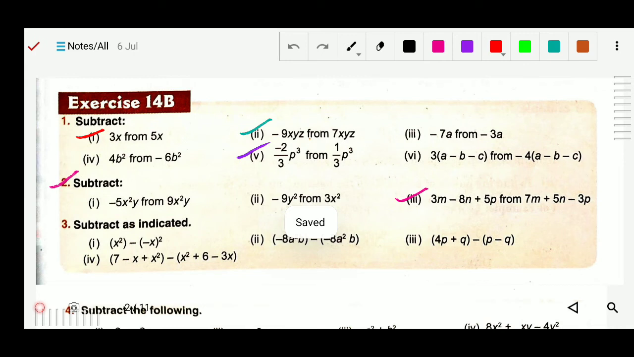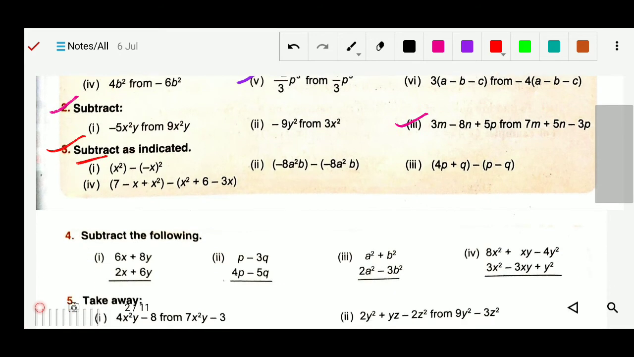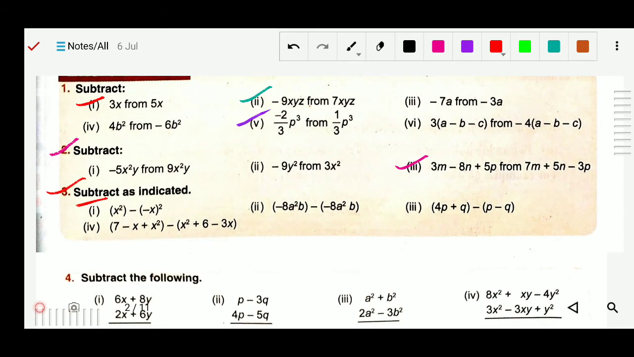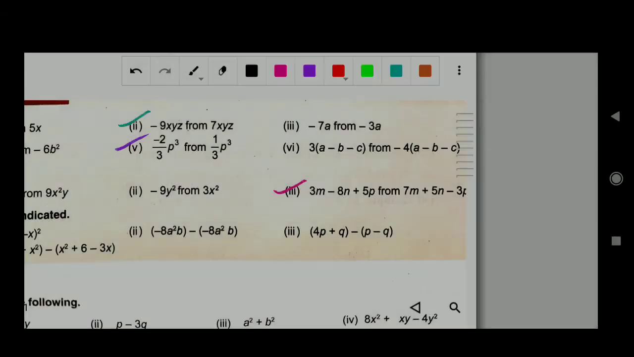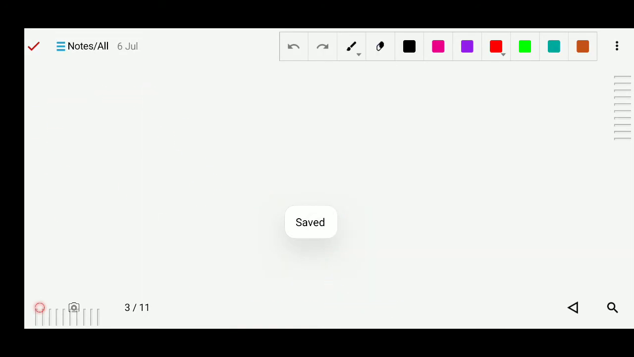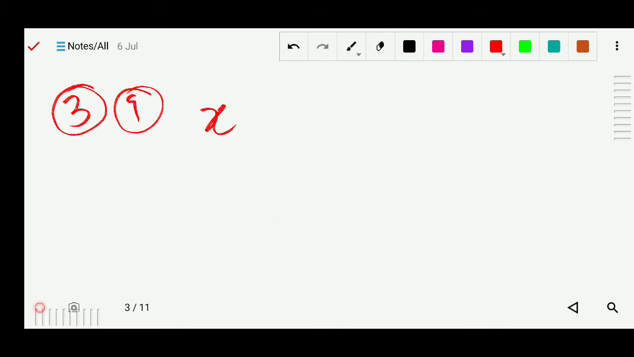Now next question number 3 we will solve. Okay, so first question, as you can see, minus x square. Okay, so question number 3, the first one, there is x square under bracket minus x square.